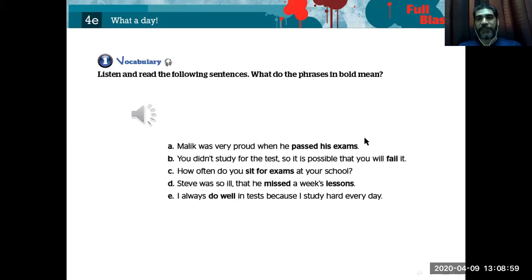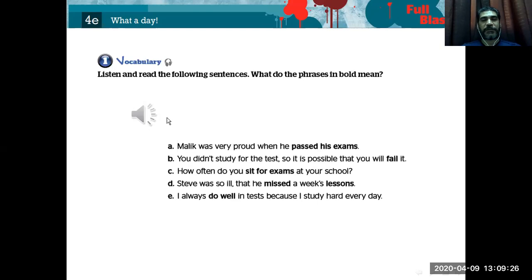We have Muhammad and Abdurrahman, Hamza now. Welcome, Hamza. Let's begin with Abdurrahman. Read the first one. Okay. Vocabulary. Listen and read the following sentence. What do the phrases in bold mean?